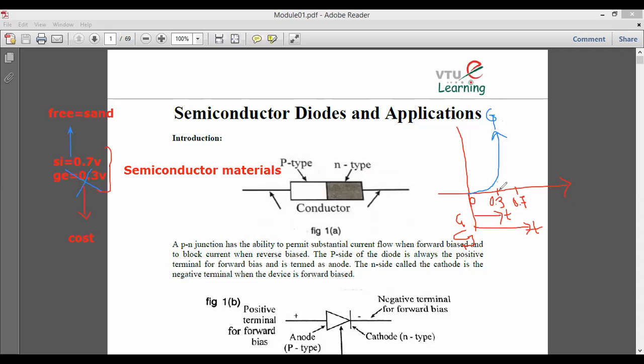It means that at 0.3 your conduction will start. If you have a diode made up of germanium material, the conduction will start at 0.3, not at 0, and not even at 0.2. It will conduct at 0.2, but the voltage level will be very small.